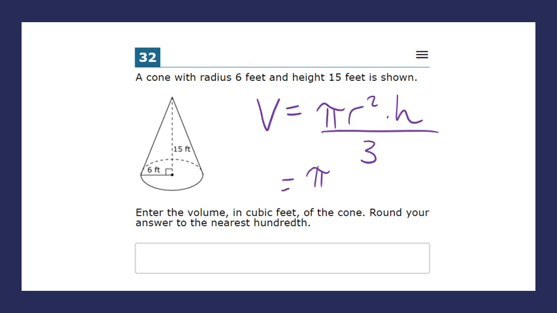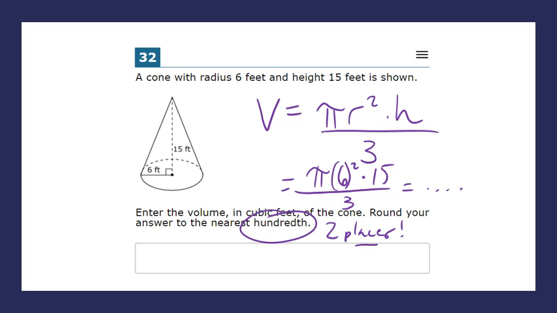What I know is that the radius is 6, so it's pi times 6 squared times 15 all over 3. And at this point, this is a calculator problem. So I'm going to put dot, dot, dot, because now all you have to do is plug it into your calculator and make sure that you're multiplying correctly here. It says to round to the nearest hundredth. That's 2 decimal places. So just make sure that you plug this into a calculator and figure out what that answer would be to 2 decimal places.